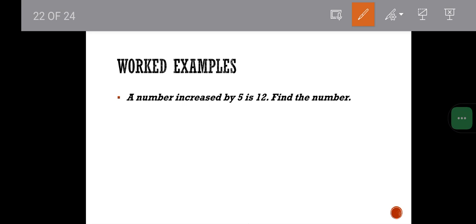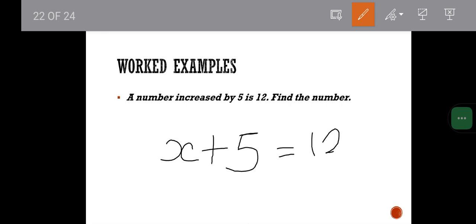Let that number be x. We said it is increased. Remember module 2 when we dealt with this? Increased by 5, and they said it is equal to 12. A number increased by 5 is equal to 12. Find the number.